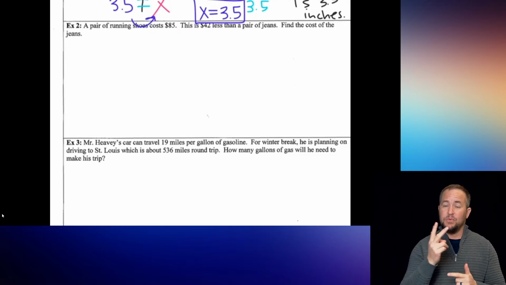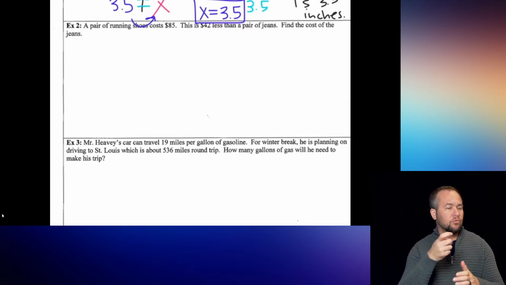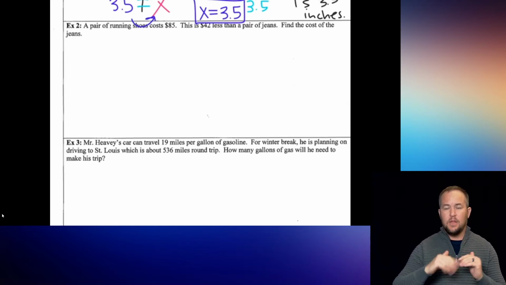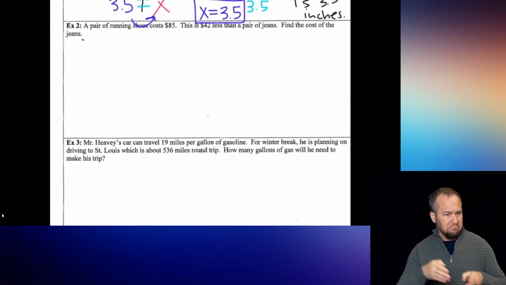Example 2. A pair of running shoes costs $85. This is $42 less than a pair of jeans. Find the cost of the pair of jeans. So what do I not know? Again, we always start with that variable. I don't know the cost of the jeans.